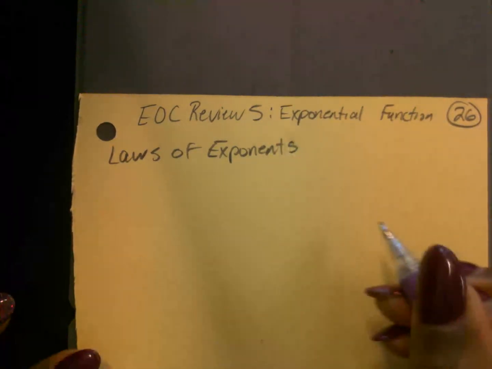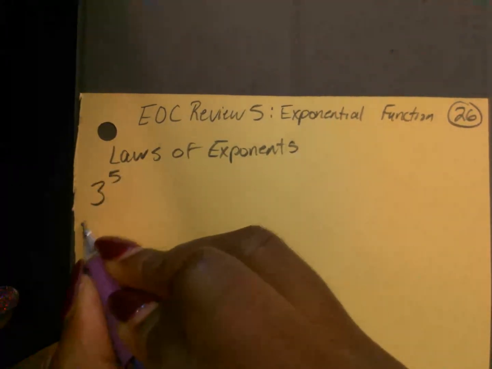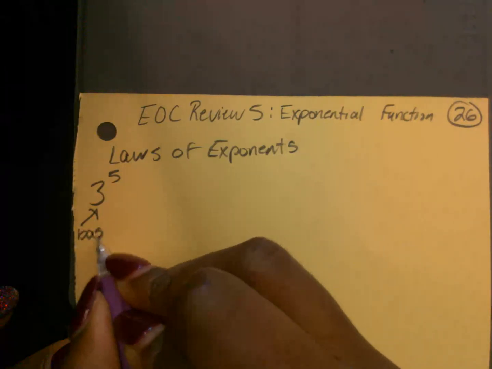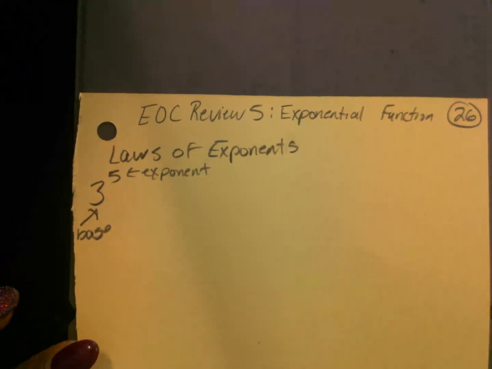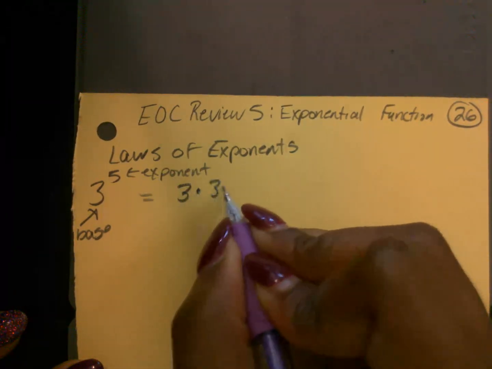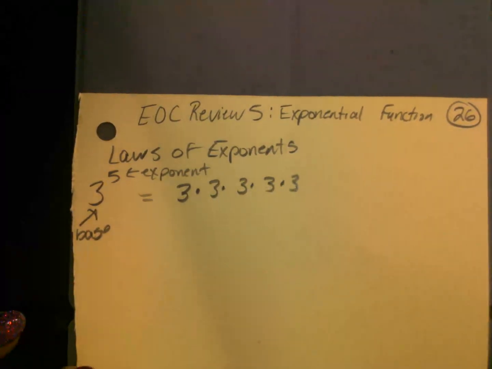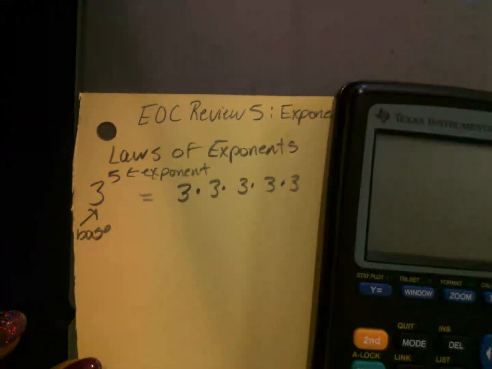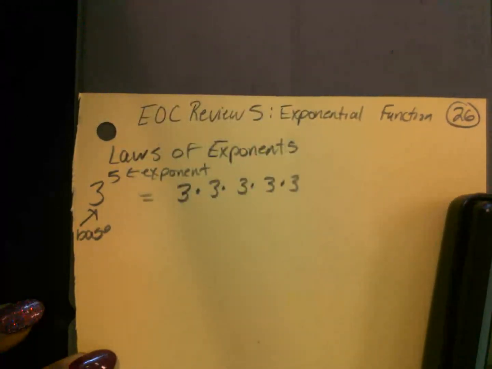Do not forget that when you are multiplying, this right here is the base and this is the exponent. The exponent tells us how many times to multiply the base times itself. So if we have 3 to the fifth power, we're multiplying 3 times itself 5 times. So that's 3 times 3 times 3 times 3, 1, 2, 3, 4, one more time, 5. To type that in the calculator, we type 3, caret key, 5. Any questions about that?